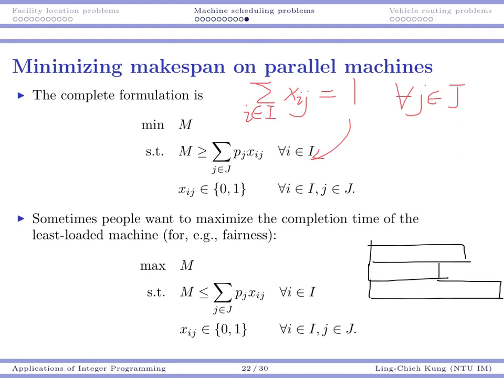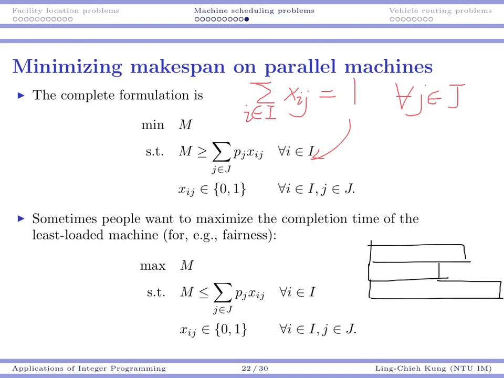We want to somewhat balance the workload of all the machines or all the workers, and the way to represent fairness sometimes is to say that everybody is so busy, and even the least loaded one is still having a lot of jobs. Anyway, if you want to do that, then the problem is not a big deal. You just change min to max and flip the inequality from less than to greater than. Then you really have that problem.